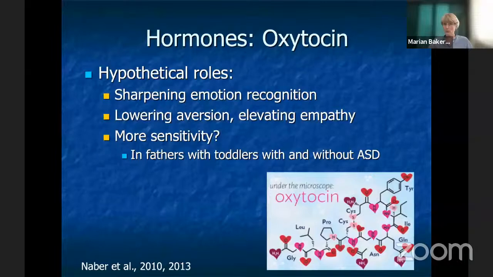So from the heart, we go to the hormone of oxytocin. That has hypothetical roles of sharpening emotion recognition. It lowers aversion, it elevates empathy, and may thus lead to more sensitivity. At least we found that in fathers with toddlers with and without autism spectrum disorders, who were observed twice with an intervening period of 2 weeks, and once they sniffed oxytocin and once they sniffed a placebo, they were more sensitive in the session where they had sniffed oxytocin. Might that also help in responding to infants crying?